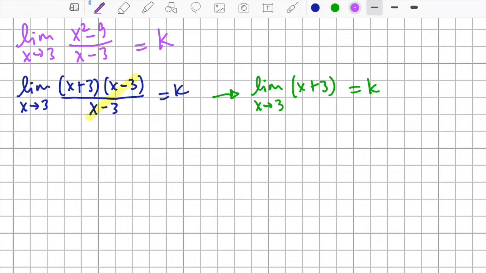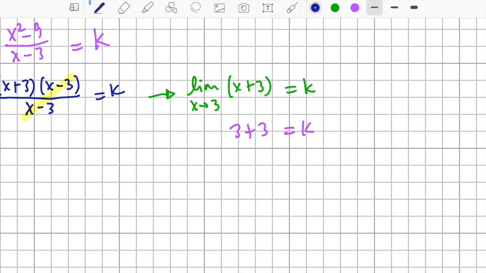And now we can just simply evaluate it. So I will plug in a 3 wherever I see an x, meaning this 3 gets plugged in there. That equals k. And notice that once I plug in the x, the limit sign is no longer there. You don't need it anymore once you plug in. So here, 3 plus 3 is 6. That equals k, and we are done.